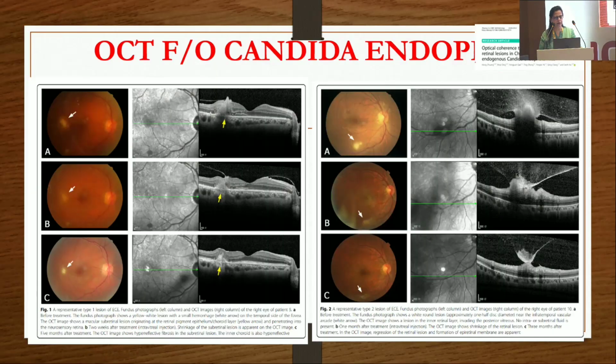So now coming back to the Candida endophthalmitis, because if this lesion is in the central area, this can very much mimic the Candida endophthalmitis, but the OCT in both are very different.